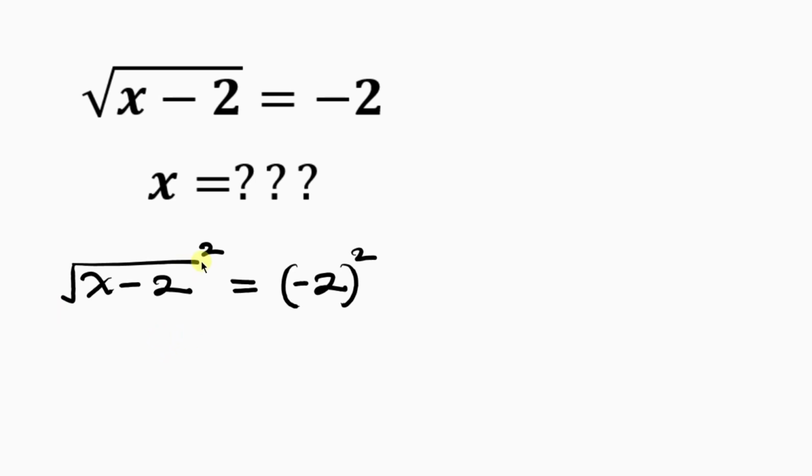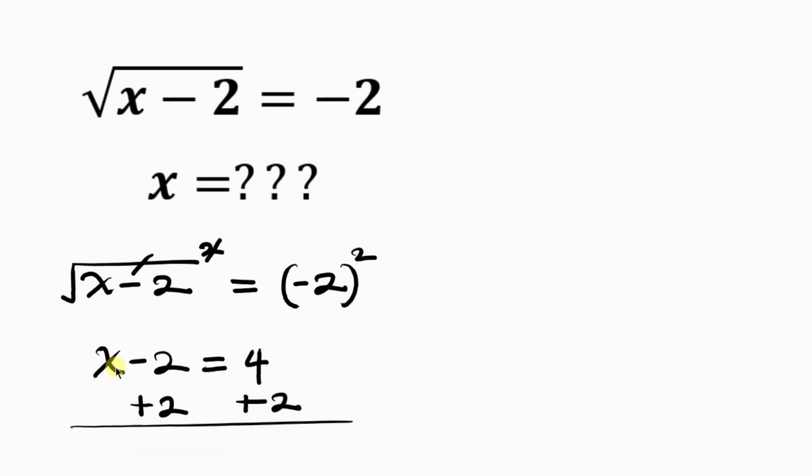So notice that this square cancels out the square root, leaving behind x minus 2. This is equal to, now, -2 squared is 4. Now we're going to move -2 to the right hand side, and we can do that by adding 2 to both sides. So I'll add 2 to the left, I'll add 2 to the right.